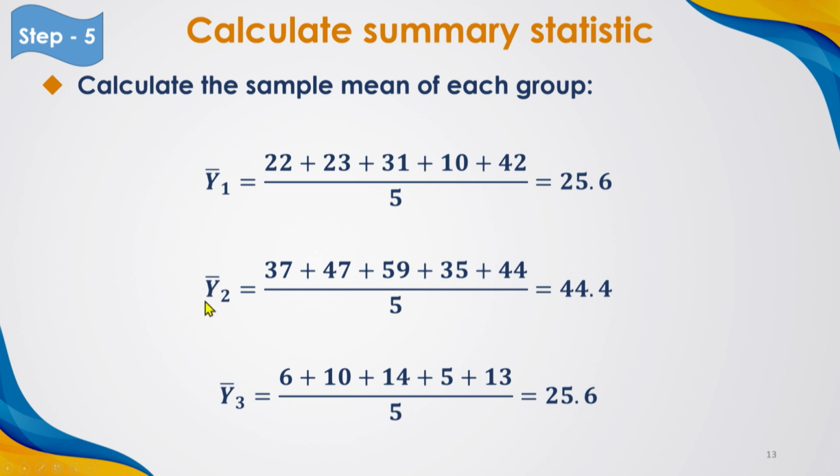Similarly, we will calculate Y2 bar, that is the scores added in the second group divided by the total number of observations, 5. So, this mean is 44.4. Similarly, we will calculate the sample mean for the third group, which is 6 plus 10 plus 14 and so on up to 13 divided by 5, which is equal to 25.6.